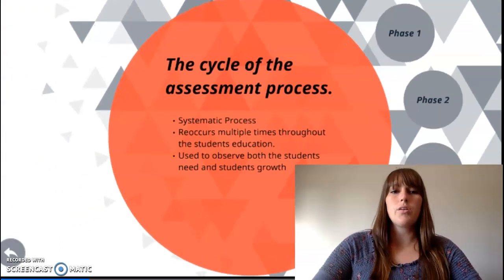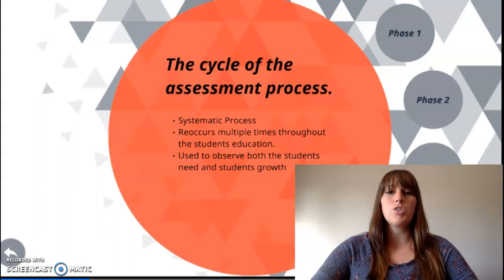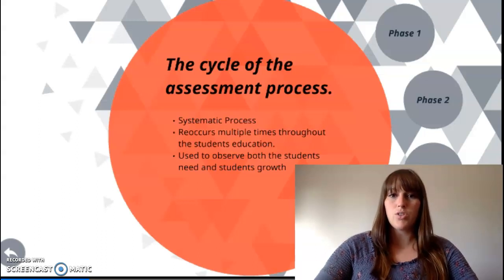Next, I'm going to be talking about the assessment process and why it's described as a cycle. The special education assessment process is a systematic process and it reoccurs multiple times throughout the student's education. If the student is referred and receives special education services, then they are constantly monitored, and every 3 years they are reassessed by federal law to determine whether they are in need of special education services or not.